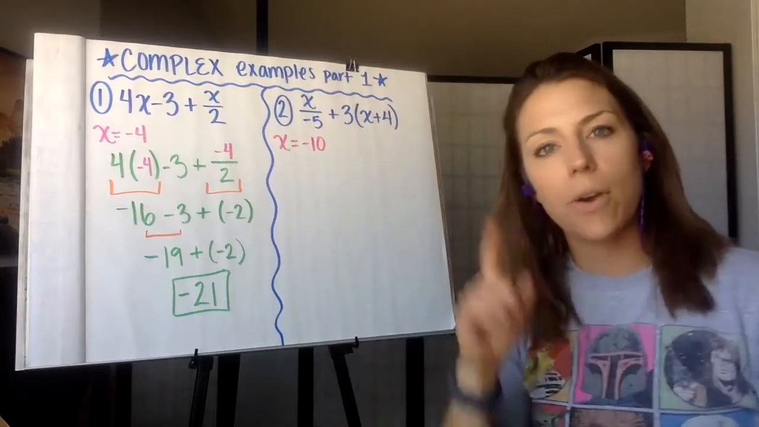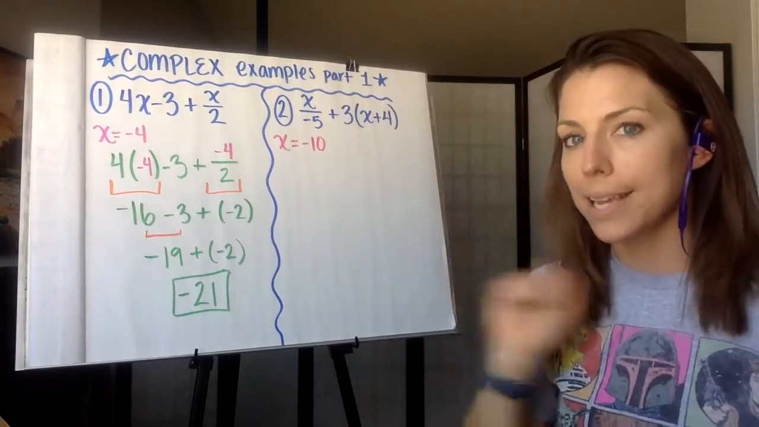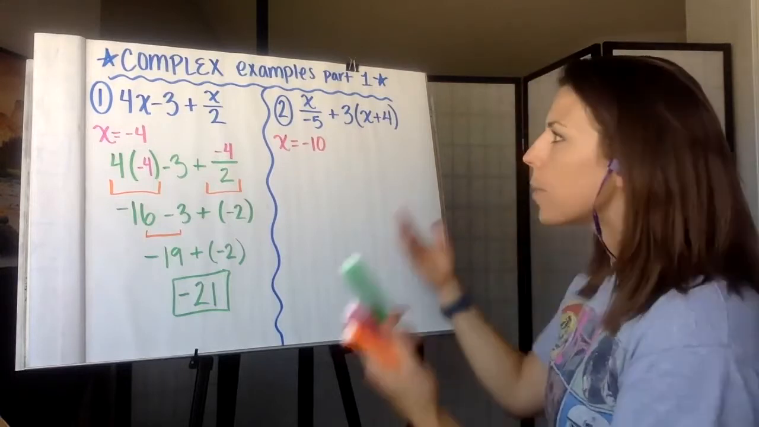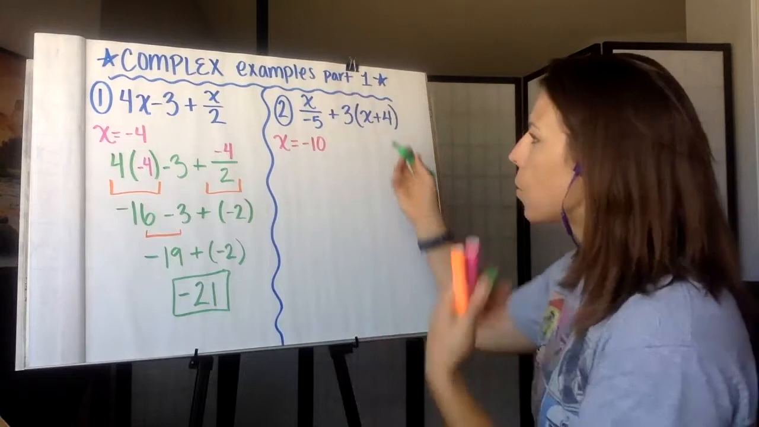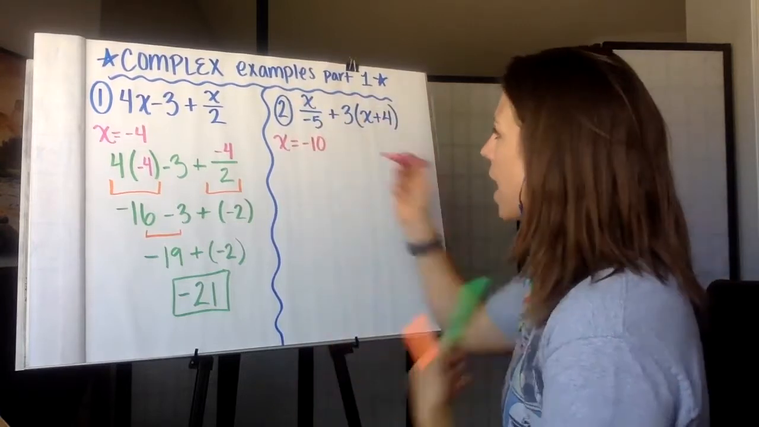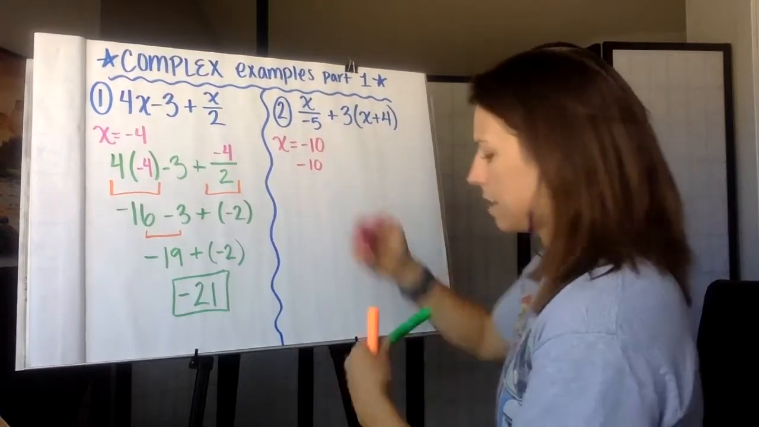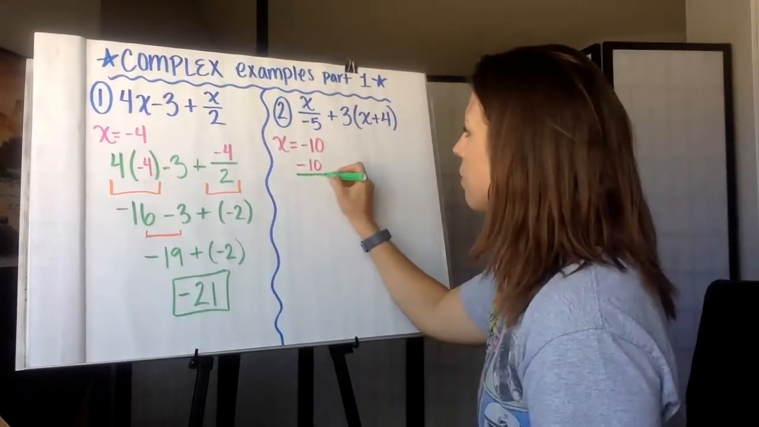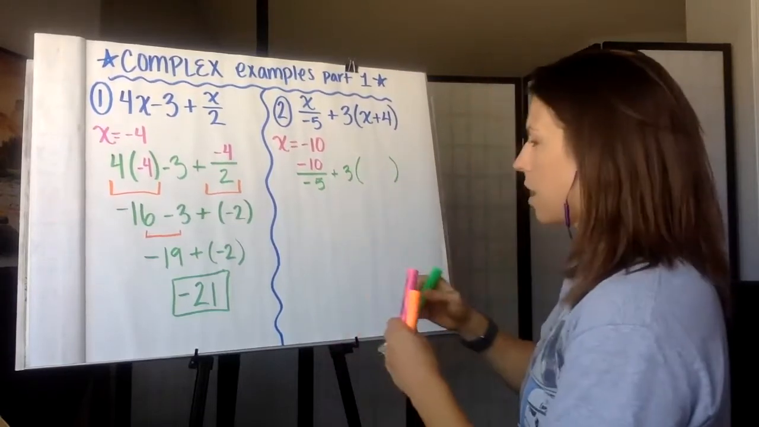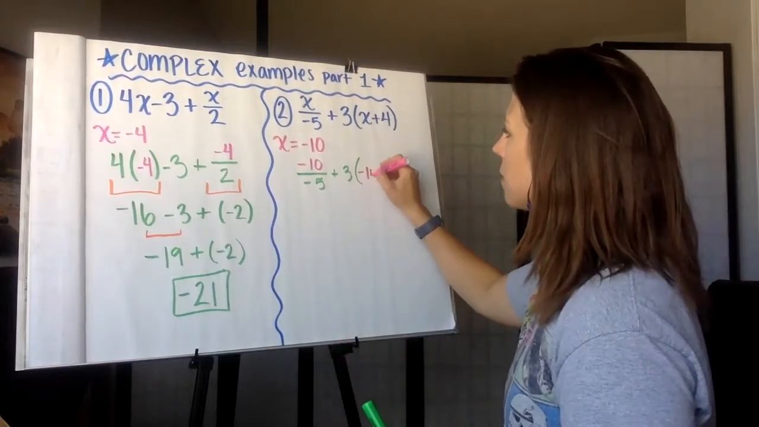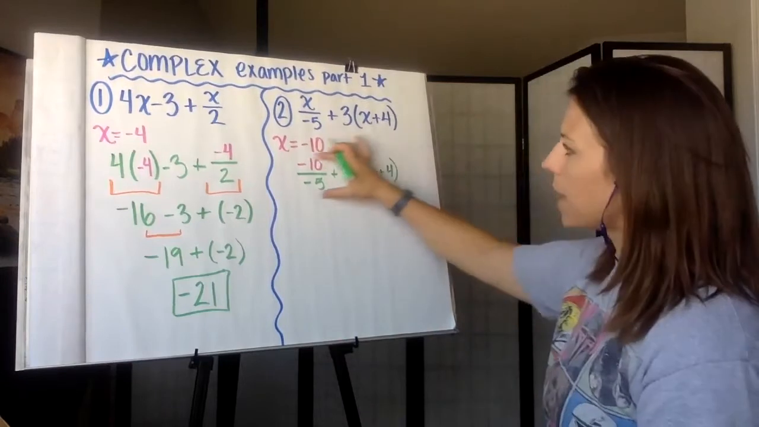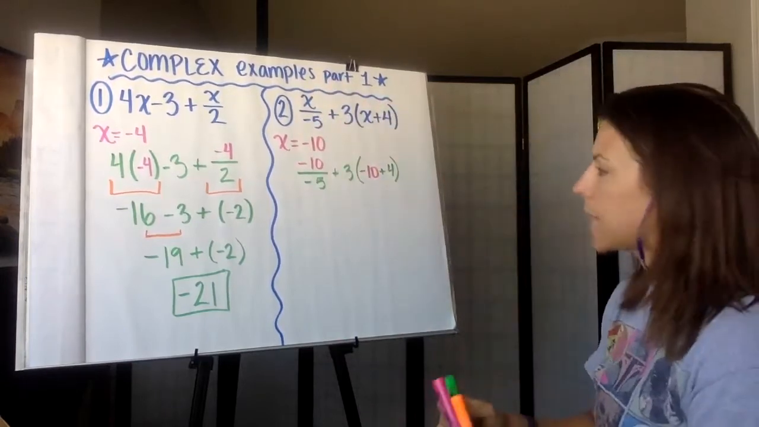If you'd like to try it on your own, go ahead and do so now by pausing. For the rest of us, let's go. Okay, step 1 is pretty simple. Just input it in wherever you see it. Keep the same exact structure. So for here, I have negative 10 divided by negative 5 plus 3 times the group of negative 10 plus 4. That should be your step every time. Write the same expression, this time using negative 10.